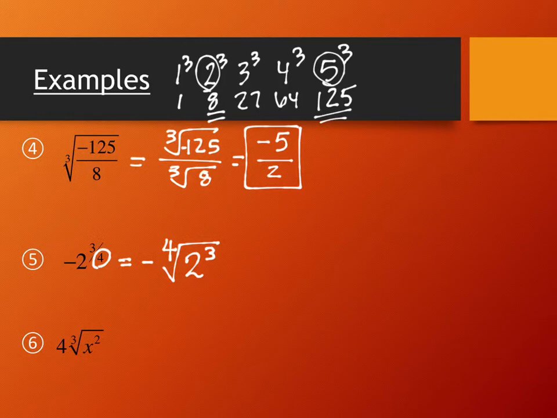In general, if you want to jot this down, let me write it this way: a to the m over n will be the nth root of a to the m. That's how it always works. The numerator is still an exponent, and the denominator becomes the index.